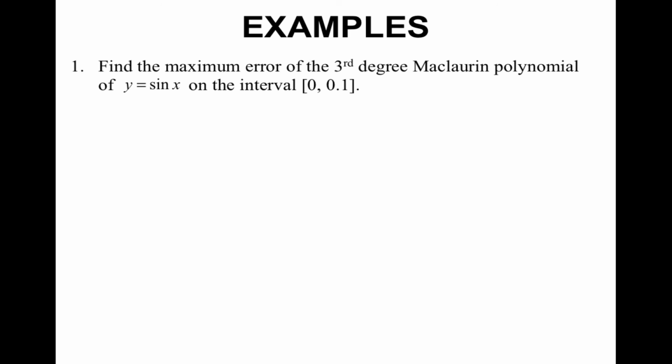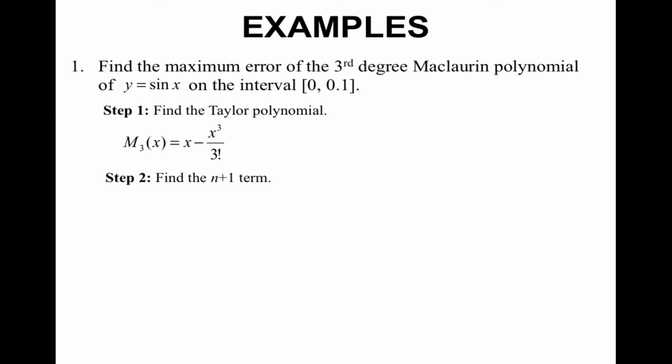So let's look at an example. Find the maximum error of the third degree Maclaurin polynomial of y equals sine x on the interval from 0 to 0.1. All right, so to do this, we first want to find the Taylor polynomial. In this case, the Taylor polynomial centered at x equals 0. So after doing that, I'm going to get that the third degree Maclaurin polynomial is x minus x cubed over 3 factorial.